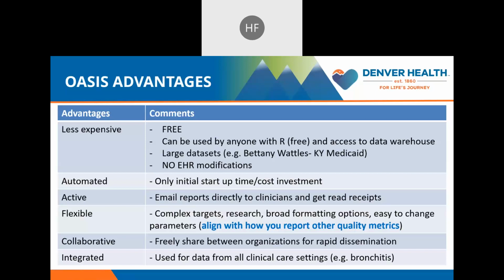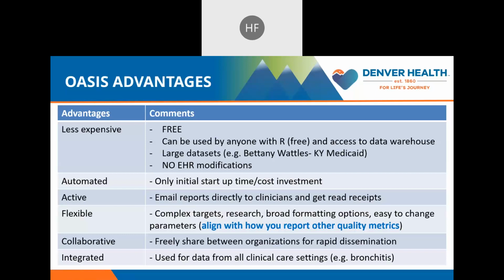There are a few advantages to using OASIS over traditional audit and feedback reporting. So the first is that it's less expensive. R is open access and free. You can just download it. You can also use the code for free. This can be used by anyone who has R and access to the EHR data warehouse. You can use this for large data sets if you want to. So for example, Bethany Waddles has used this for the Kentucky Medicaid database. And you don't need to make any changes to your electronic health record. It's automated, so you really just have the initial startup time and cost in terms of investment, and it will go for as long as you want it to.